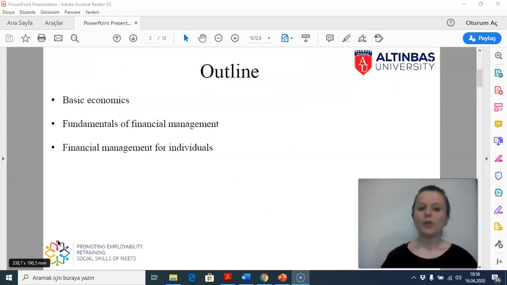In this part, we will be discussing basic economics first, because to start with financial management, we first need to understand the dynamics of the economic environment that we are surrounded by. Then we will talk about the fundamentals of financial management. However, because financial management is usually considered for companies or professional organizations, we are going to apply it to the individual setting. And then we will talk about individual financial management as well.